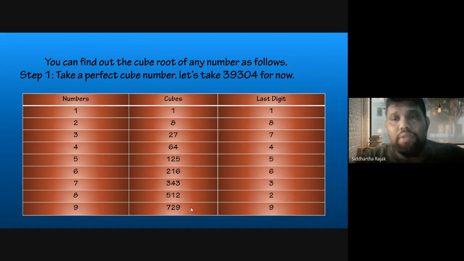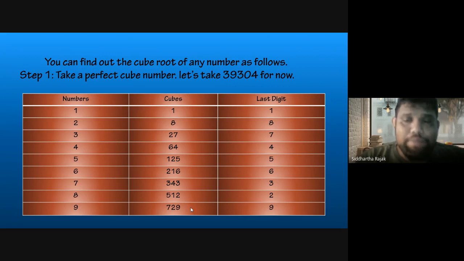So whenever you look at this number, you have to look at that table as well. So just look at the numbers. I have written down 1 to 9 and the cubes of 1 to 9 in the middle, in the second column. So 1 cube is 1, 2 cube 8, 3 cube 27, 4 cube 64, and so on up to 9 cube, which is 729.